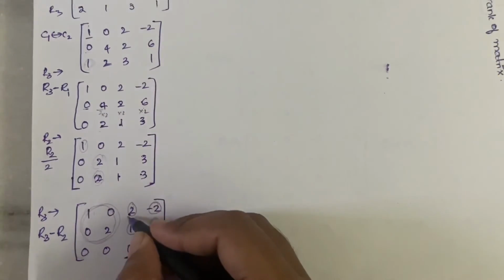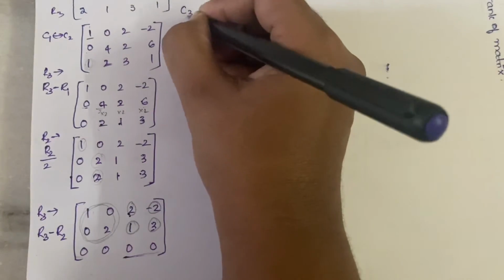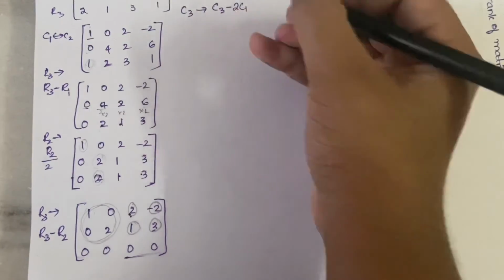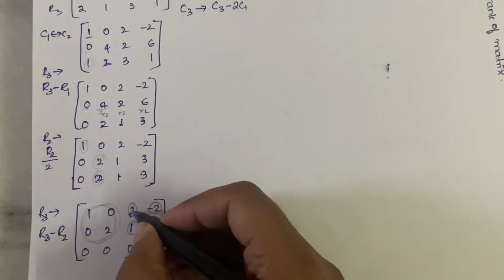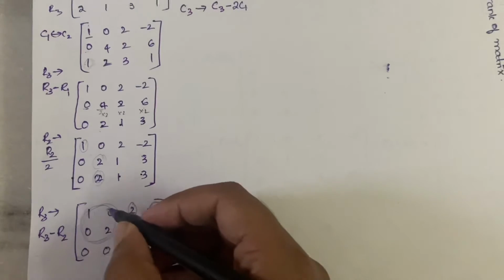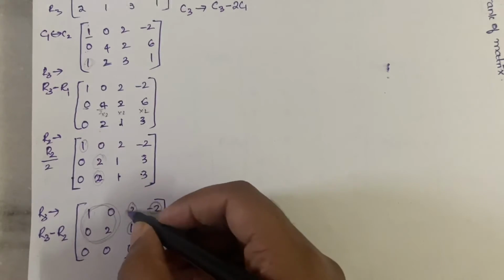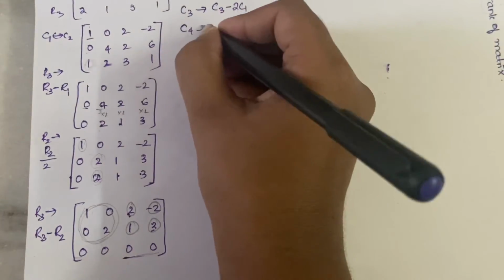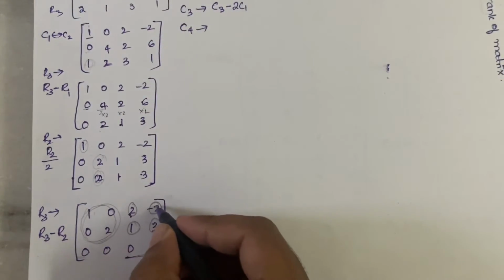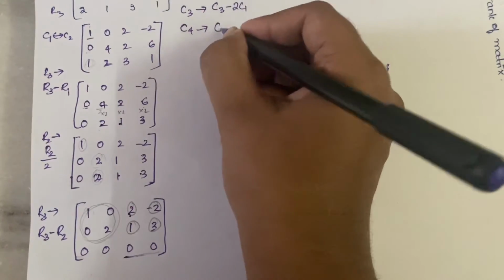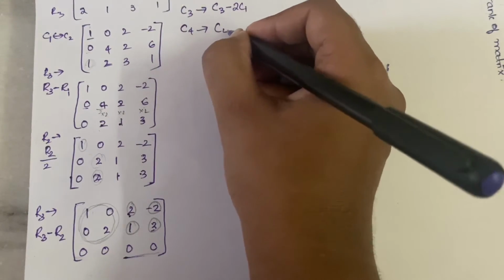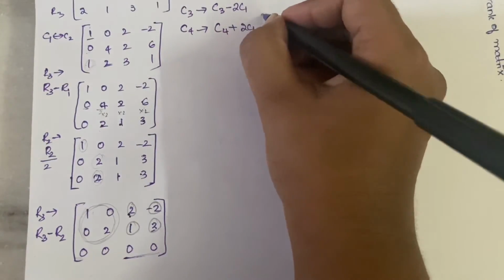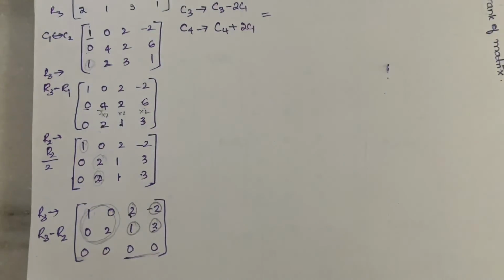Let me do it. Let us make the operation C3 tends to C3 minus 2C1. Why? Because C3 is 2, and 2 minus 2 into 1 is 2 minus 2, which is 0. So you will get 0 here, right? So C3 tends to C3 minus 2C1, and C4. C4 is also the same, but here instead of 2 you have minus 2, so instead of minus you get plus there. That's all. C4 plus 2C1. Now let us apply the transformation and see what we get.